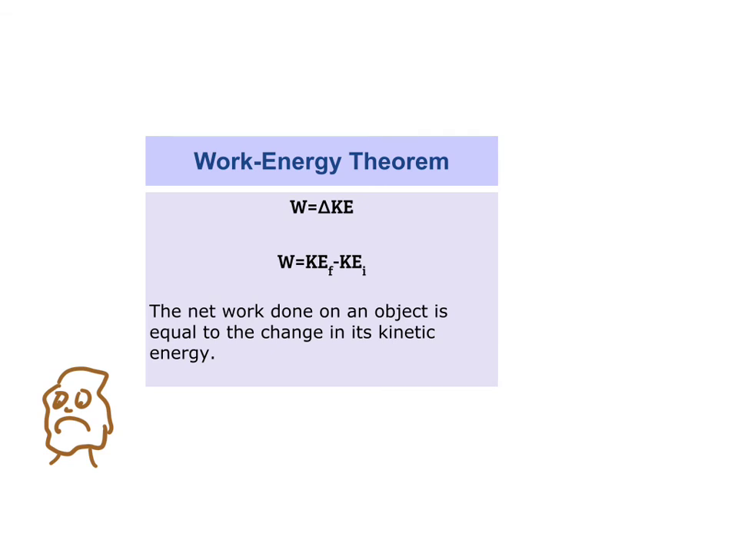So we finally got to it, the work energy theorem. The work energy theorem, put simply, relates work to the change in energy. And we already know that work is equal to F delta D. Well, this is another way of looking at it, and it says that work is equal to a change in energy. The net work done on an object is equal to a change in its kinetic or potential energy.